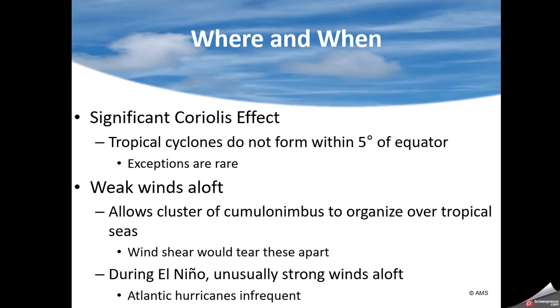Why do you need that Coriolis effect? Because without it, you can't get a circulation of wind. Weak winds aloft allow the thunderstorms to organize. So during El Nino, usually the winds are strong aloft. So that's why during El Nino, hurricanes are less frequent.